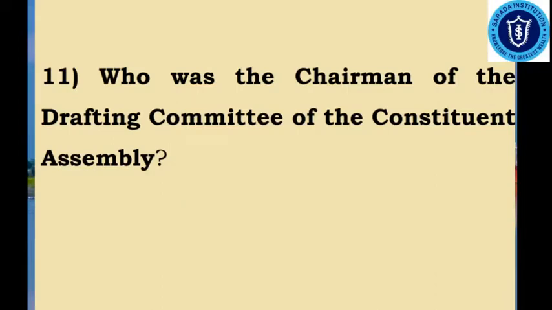So let us start our question number 11. As you can see, question number 11 is on your screen already. Who was the chairman of the Drafting Committee of the Constituent Assembly? So there were so many committees formed for the Constituent Assembly. See, the Constituent Assembly was a big family. Now all the members cannot work together. There may be some committees.